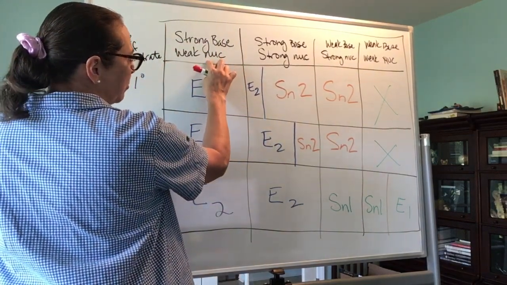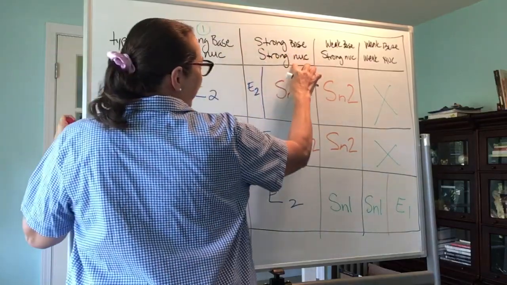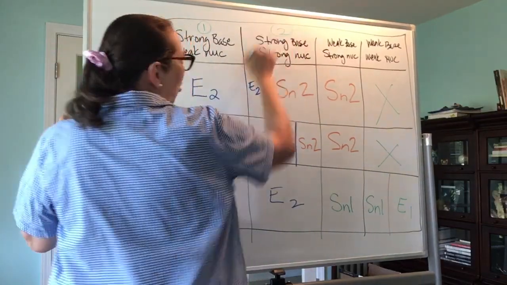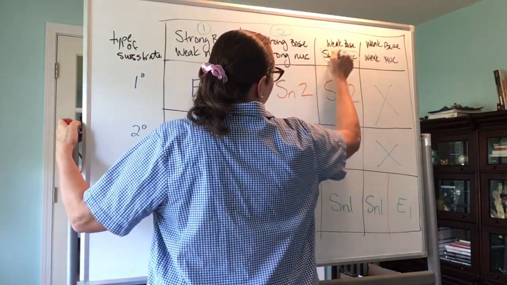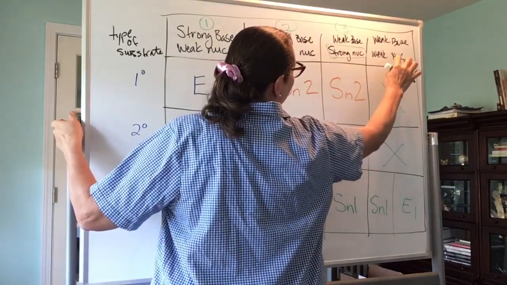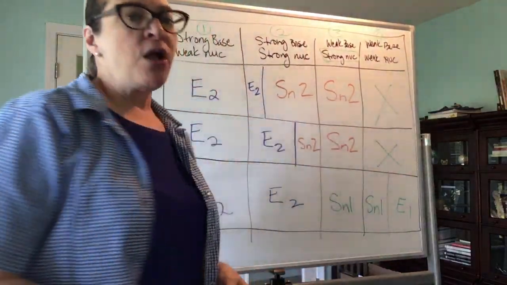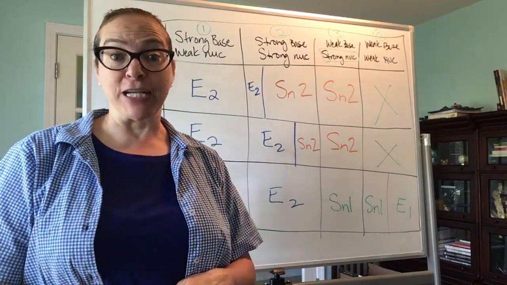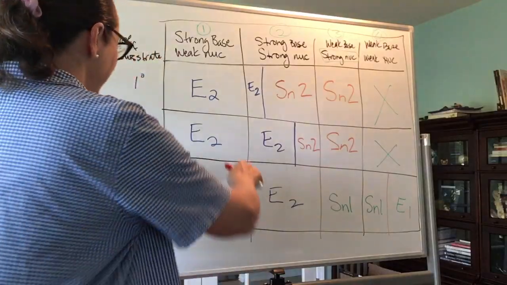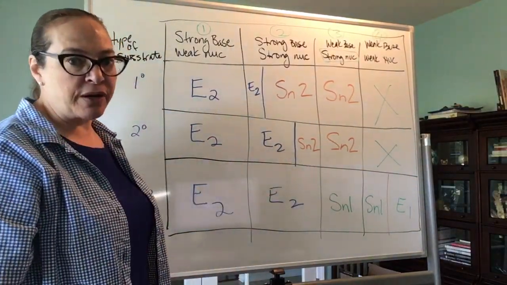Strong base, weak nucleophile. We're going to call that category 1. Strong base and strong nucleophile. We're going to call that category 2. A weak base but a strong nucleophile. We'll call that category 3. And a weak base and a weak nucleophile. We'll call that category 4. Once you determine what category the nucleophile/base fits into, then you can use the substrate to determine what kind of reaction it's going to be.